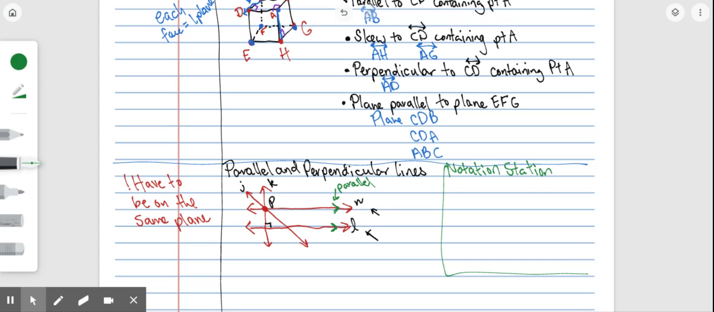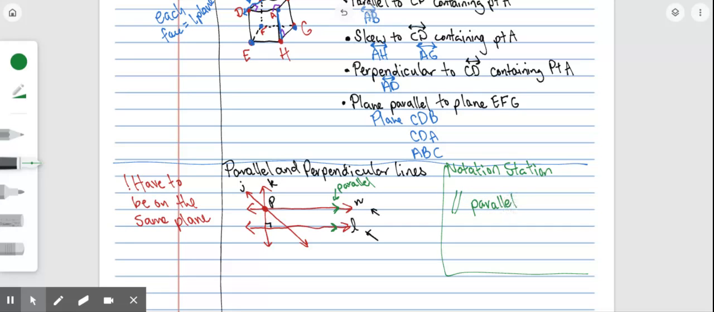Okay, so now it's time for notation station. Parallel and perpendicular are really big words that mathematicians have long since hated writing. So what we've done is we've made some symbols that represent parallel and perpendicular without having to spell it all out. If you have two lines that look like they're parallel, this actually means parallel.